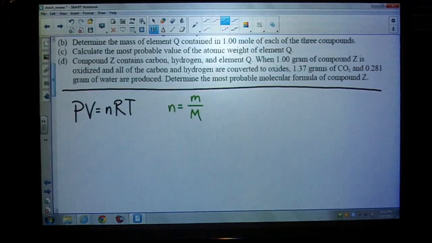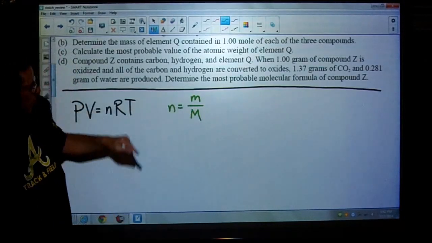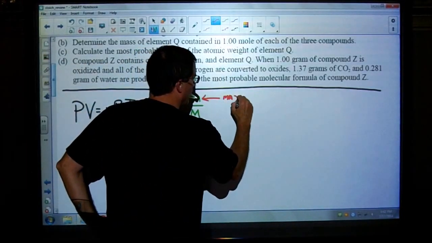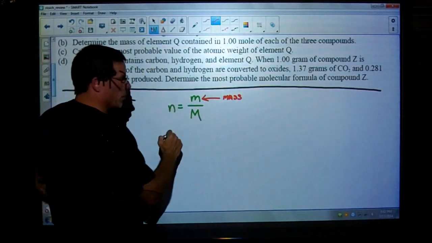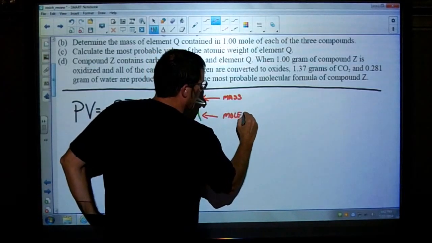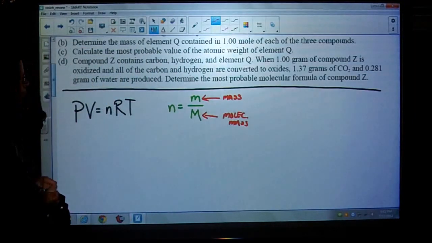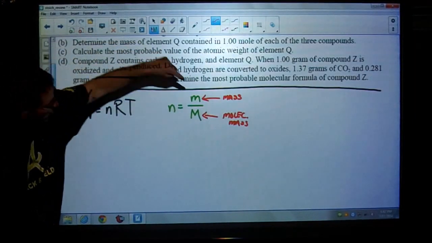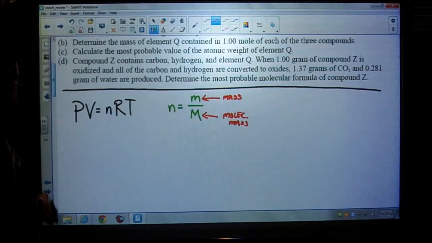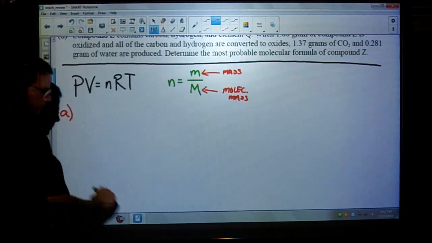But you also have another equation on your equation sheet. That PV equals nRT, and also that n can represent little m over big M. Remember that little m, in this case, represents the mass of your compound, and big M represents the molecular mass, or the molar mass. So we're going to substitute this into this equation and solve for big M. I think we have everything to do that. So that's what part A is, so let's do that.